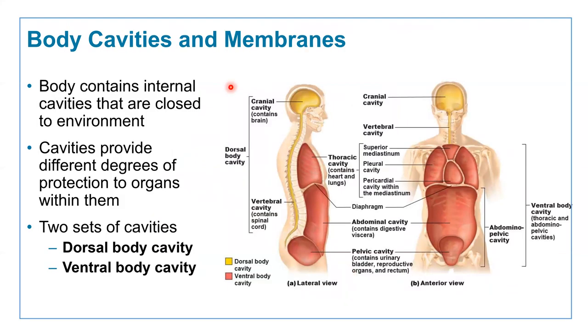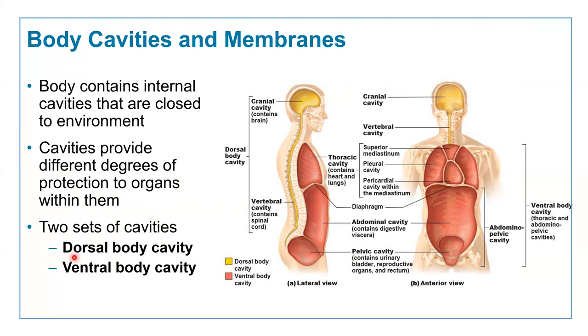Now, body cavities and membranes. The body contains internal cavities that are closed to the environment. Actually, you have closed body cavities and you have open body cavities. It does make sense: if they are closed to the environment, we call them closed body cavities. So why do we need those body cavities? Well, first we need room to keep our organs inside, right? If you only had muscles and skin and bones, where would you put the heart, liver, intestine, brain? So those cavities provide room for internal organs, and they also provide protection to those organs.